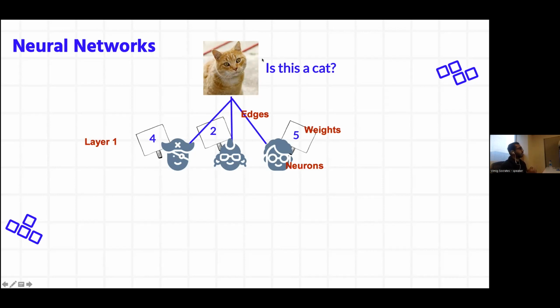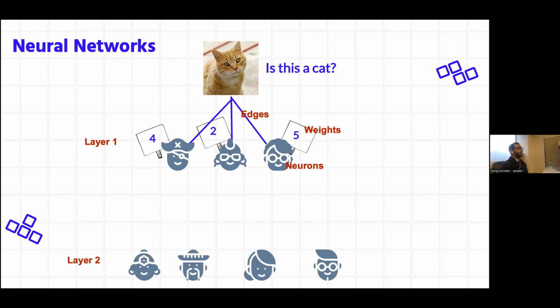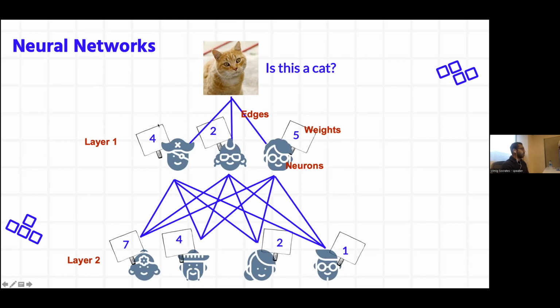The issue though is when you have a single layer, a lot of times it's not complicated enough for us to decide, based on every single picture that's out there, whether or not something's a cat. So what we can do is add some more friends. We'll have another set of 4 more neurons and we'll make another layer of these neurons. They're also all going to vote and they're going to tell their votes to the people in this first layer. So all 4 of these people down here in layer 2 are going to talk to all 3 of these people in layer 1, which is where all these lines come from.